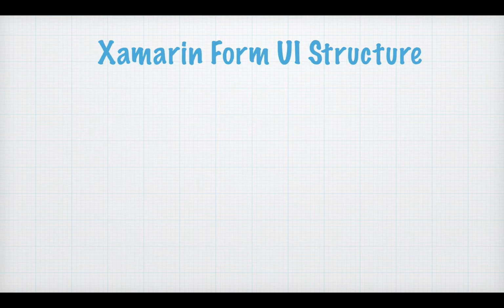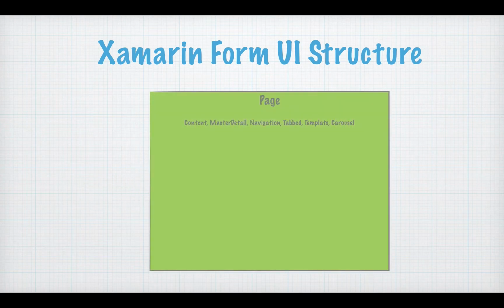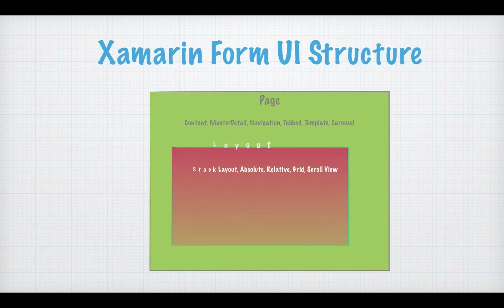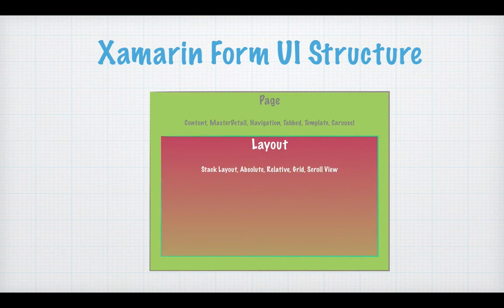So let's quickly recap how the UI structure looks. The heart of a Xamarin Forms application is a page. There are different kinds of pages we spoke about in the previous videos. Inside a page, you define a layout. It could be stack, absolute, relative, scroll view, or grid. And then inside a layout, you define the different kinds of views.